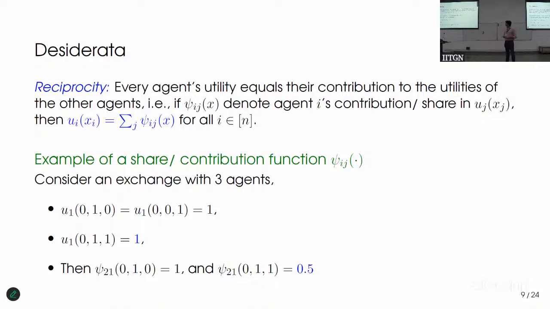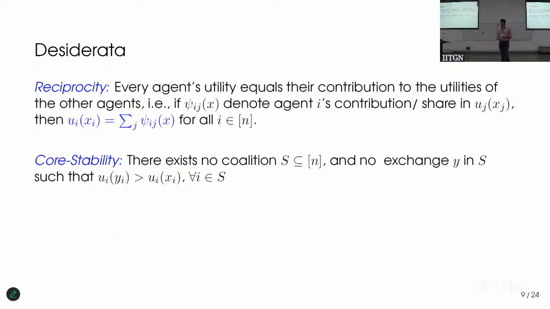Okay, so the second desideratum, which is pretty much standard, is core stability. It says that there exists no coalition of agents S and no exchange Y among these agents, such that every agent in S prefers exchange Y to exchange X. Essentially, if this happens, it means that agents in S have an incentive to break free and form a coalition within themselves.